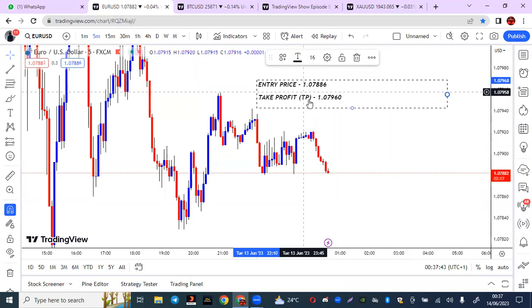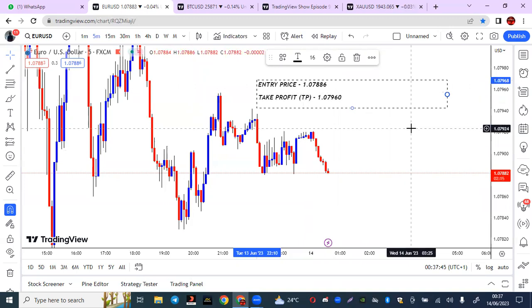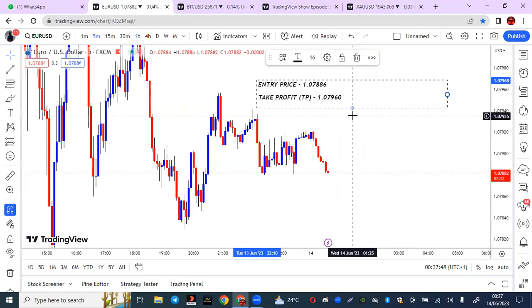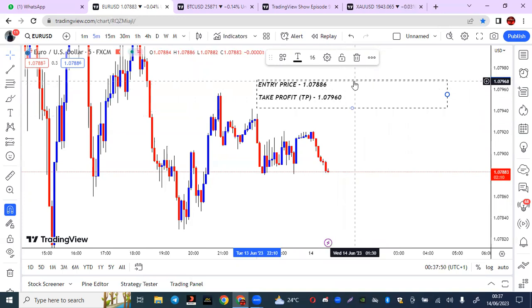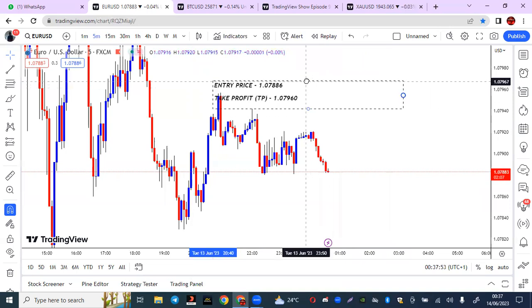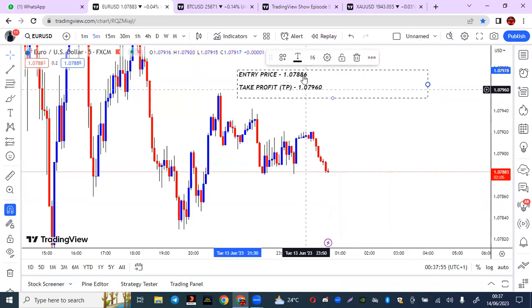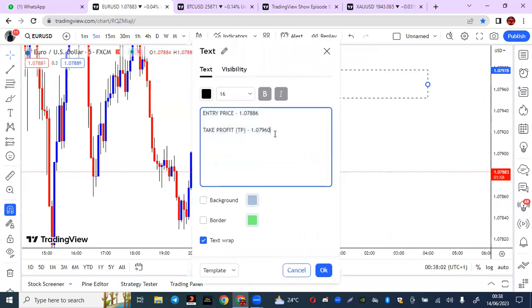So I entered EUR/USD at 1.07886, and then I took profit at 1.07960. What would be my profit? What's the pip, the number of pips I gained? We're not talking about stop loss now, the trade is in profit. What is the pip gain for this particular trade that I took?